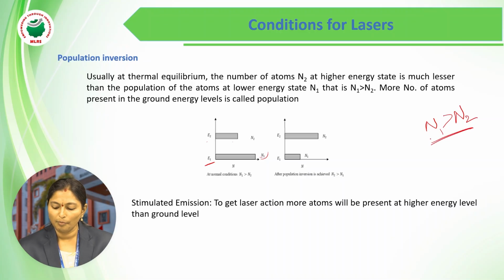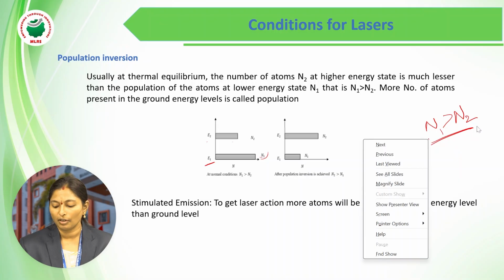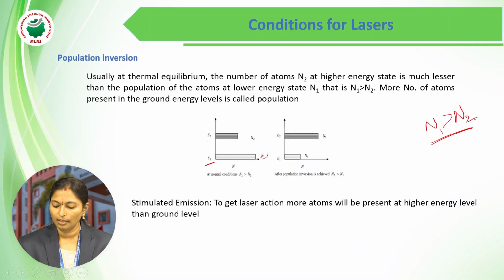That means the number of atoms is higher in the ground state when compared to the number of atoms in the excited state. So, at thermal equilibrium, the number of atoms in the ground state is higher than the number of atoms in the excited state. This one we are going to call a population.